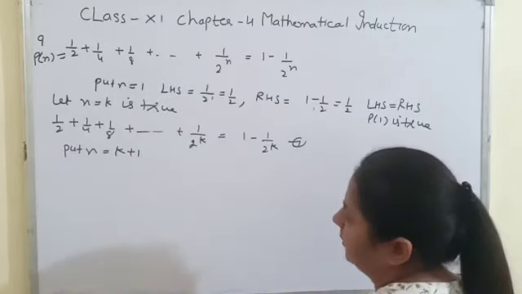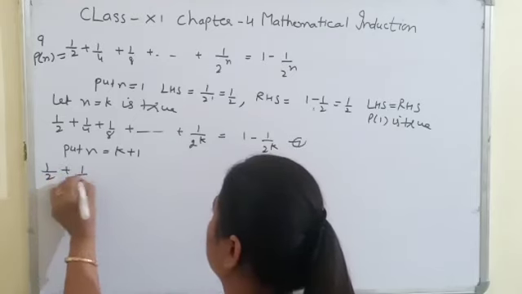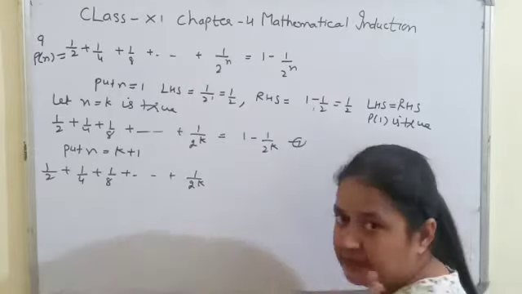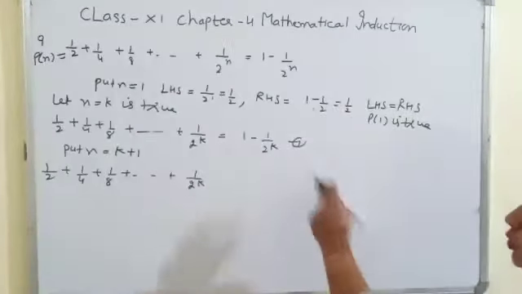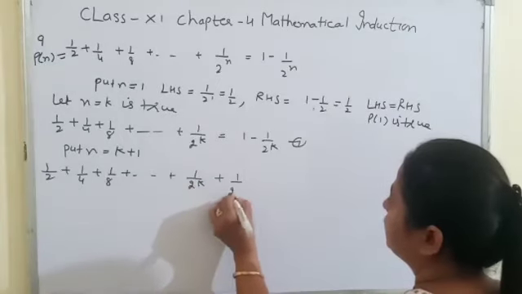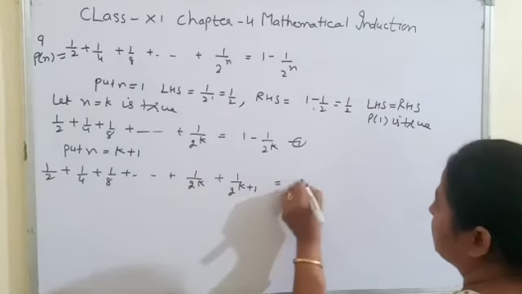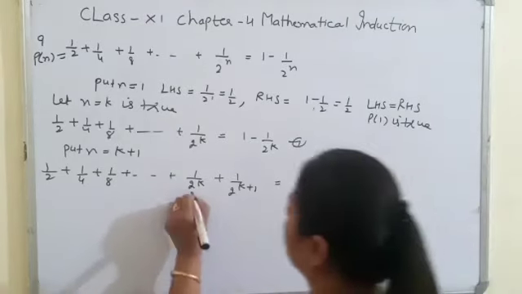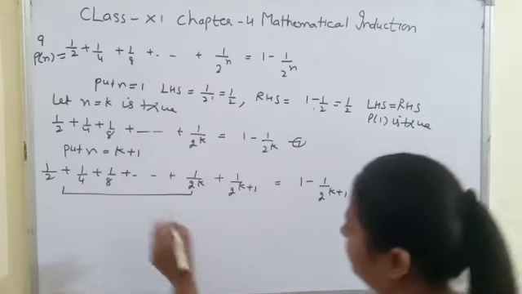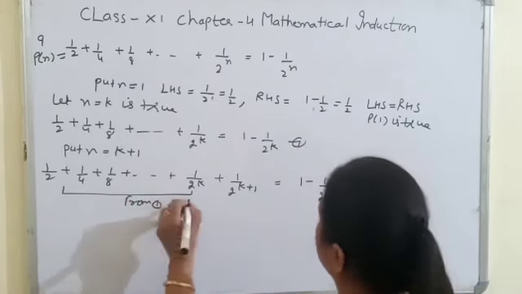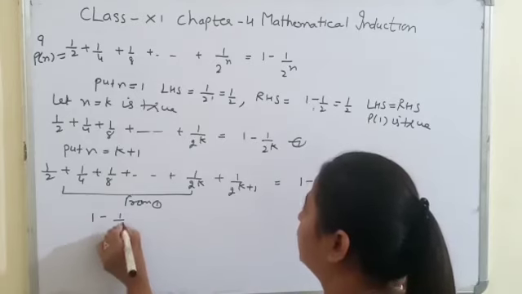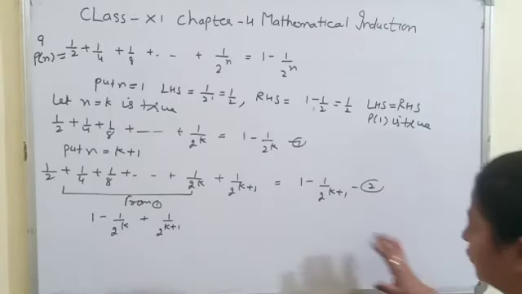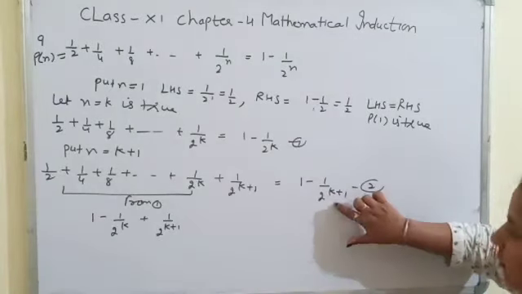We will prove it for k plus 1. So let's write 1 by 2 plus 1 by 4, 1 by 8, so on up to 1 upon 2 power k. Firstly we will write the second last term, which is equal to the last term for k, and the last term is 2 power k plus 1. On the right side this is 2 power k plus 1. This is the second. From 1, at the place of this we can write, using 1 minus 1 upon 2 power k plus 1 upon 2 power k plus 1, we have to prove it equal to 1 minus 1 upon 2 power k plus 1.